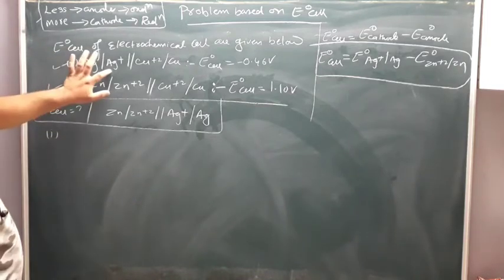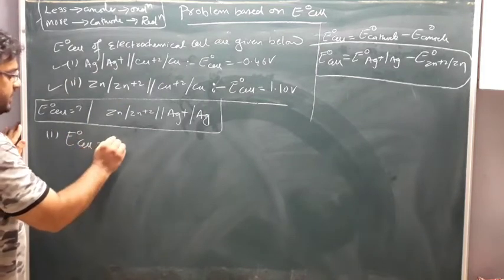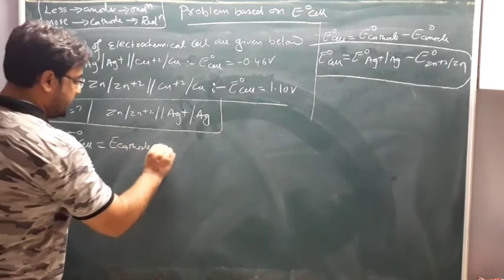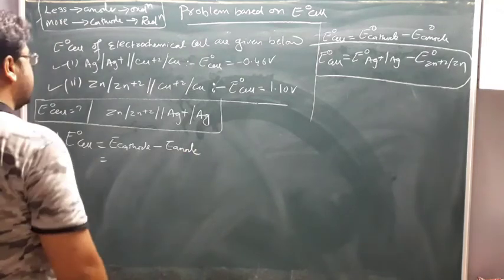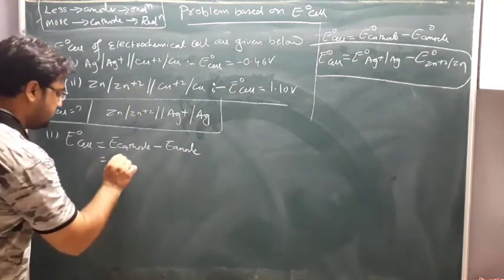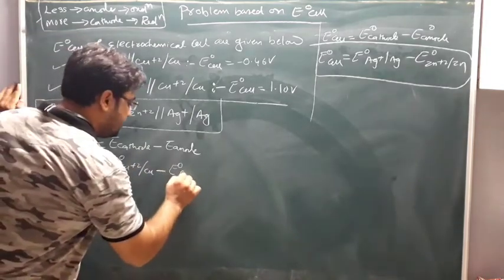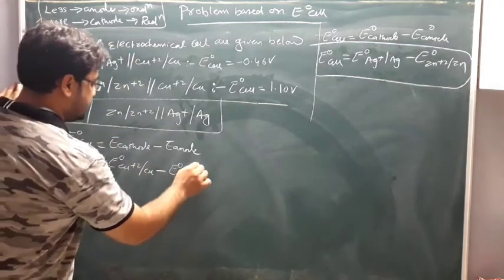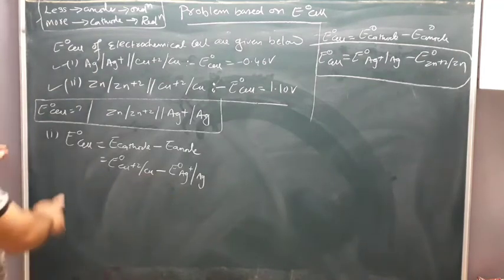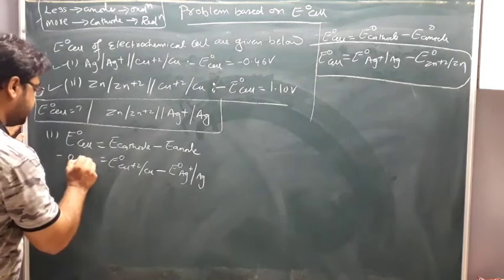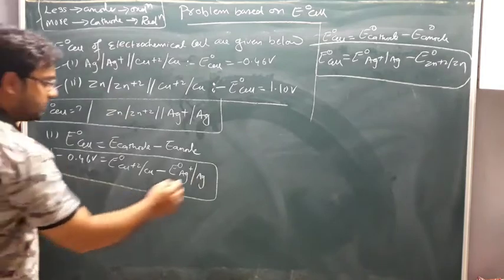I have Ag/Ag+ || Cu+2/Cu. For E0 cell, write down E0 cell equals E cathode minus E anode. For the first portion, the cathodic part is E0 Cu+2/Cu. The anodic part is E0 Ag+/Ag, because you should always write the standard reduction potential. E0 cell value is minus 0.46. So you can write this as equation number 1.